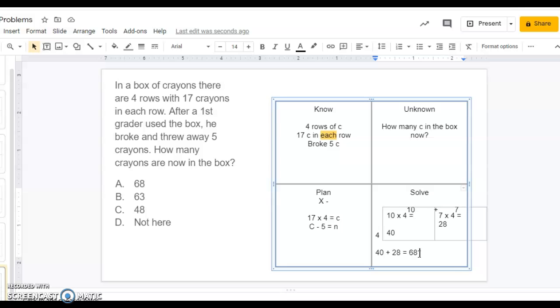Okay, looking at my answer choices, I see that A says 68. But I have to think there's a problem with that. I've only done one step so far in my solve. I wrote in my plan and in my know that I need to subtract 5. So don't get tricked, and just because you see 68, pick A, because you would be incorrect because you have one more step, which is to subtract 5. And when I do that, my answer should be 63. So I have 63 crayons in the box now, so my answer choice would be B.